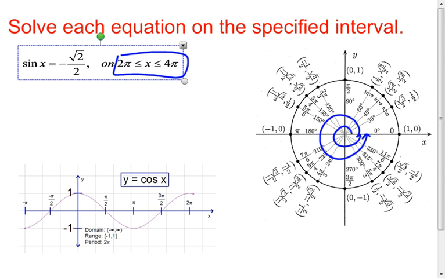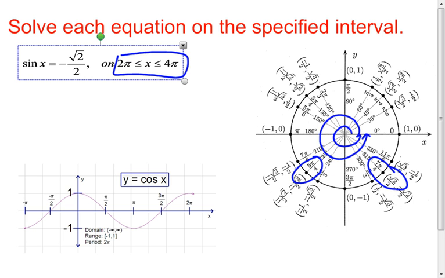So sine is negative root 2 over 2. And so sine is your y value, and your y value is negative root 2 over 2 down here at 5 pi over 4, and also down here at 7 pi over 4. Okay, that's where your y values are negative root 2 over 2, and that's what sine is. Now I don't want your answers, though, to say 5 pi over 4 and 7 pi over 4, because you've gone around the circle more than one time.